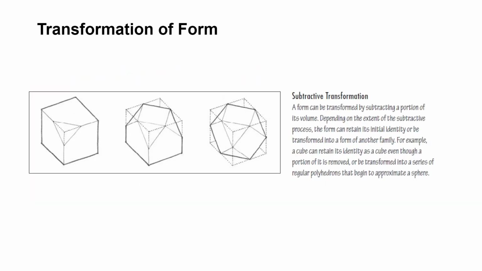So, subtractive transformation. A form can be transformed by subtracting a portion of its volume. Depending on the extent of the subtractive process, the form can retain its initial identity or can be transformed into a form of another. One example for this would be sculptural forms.